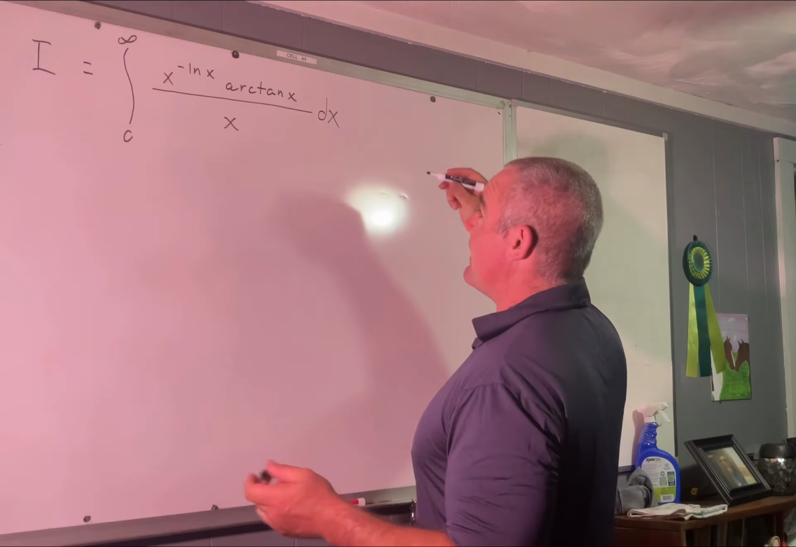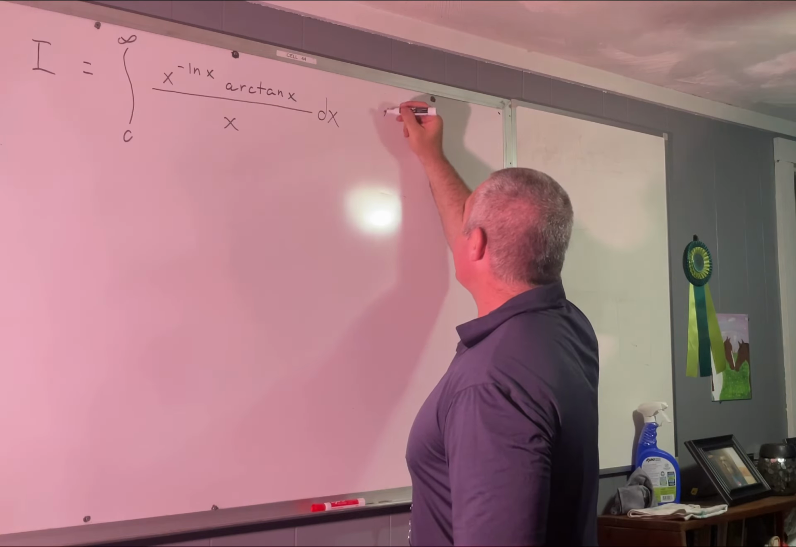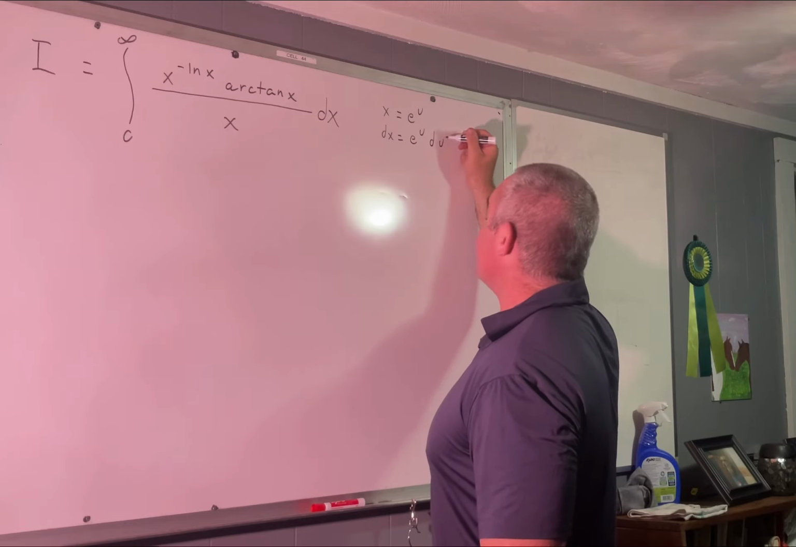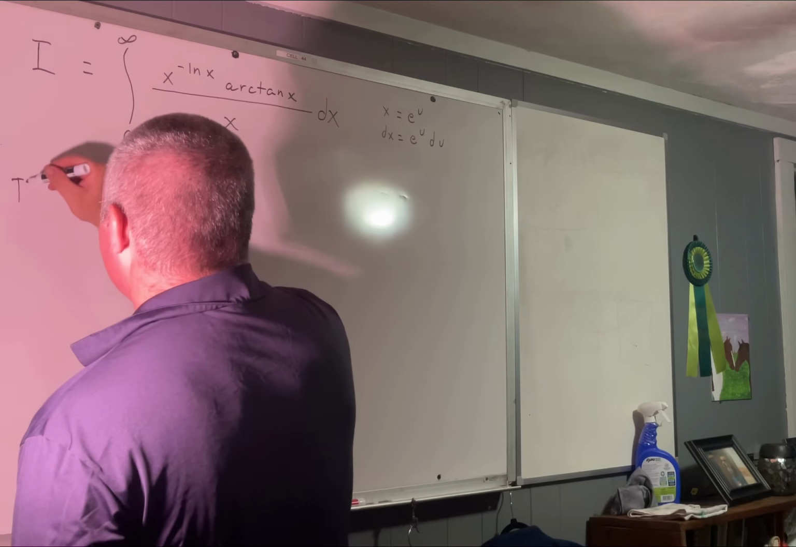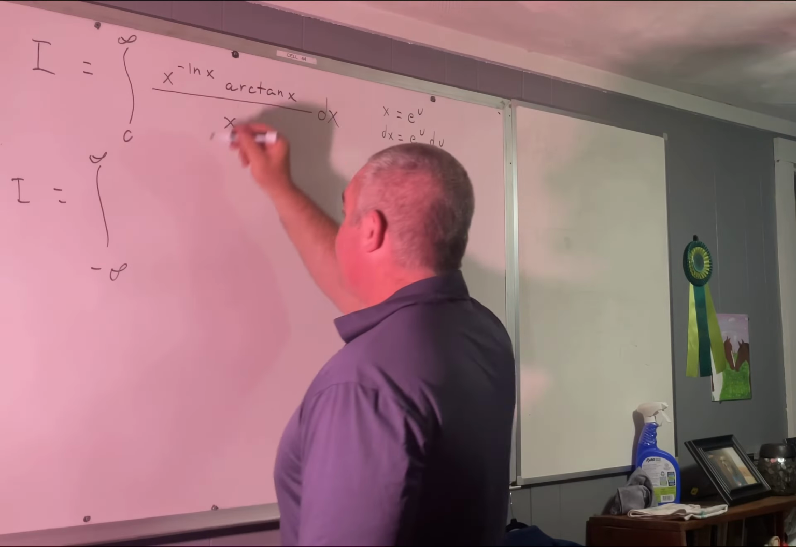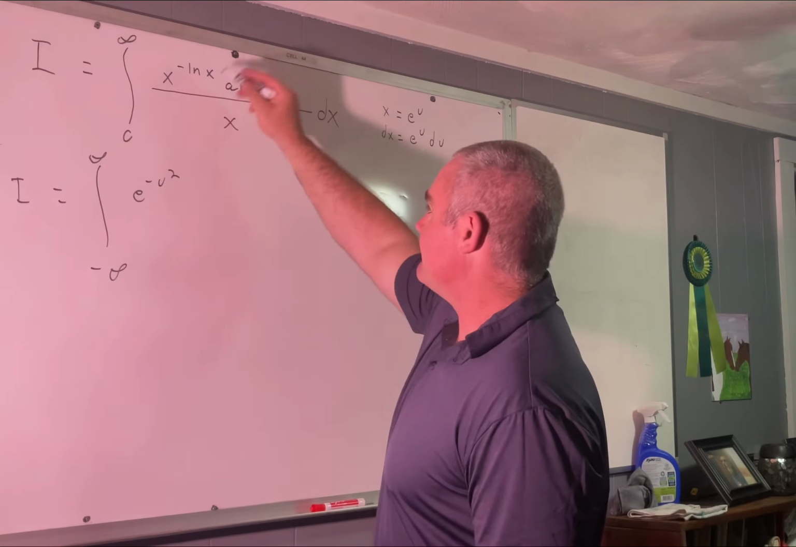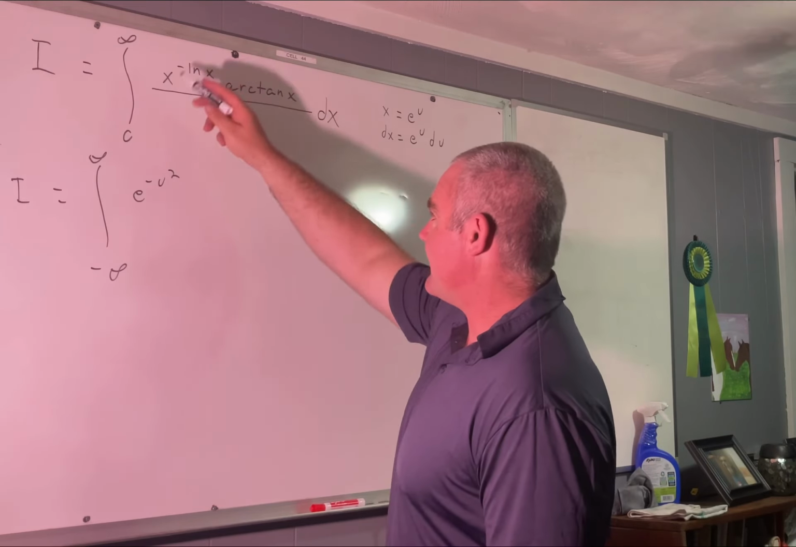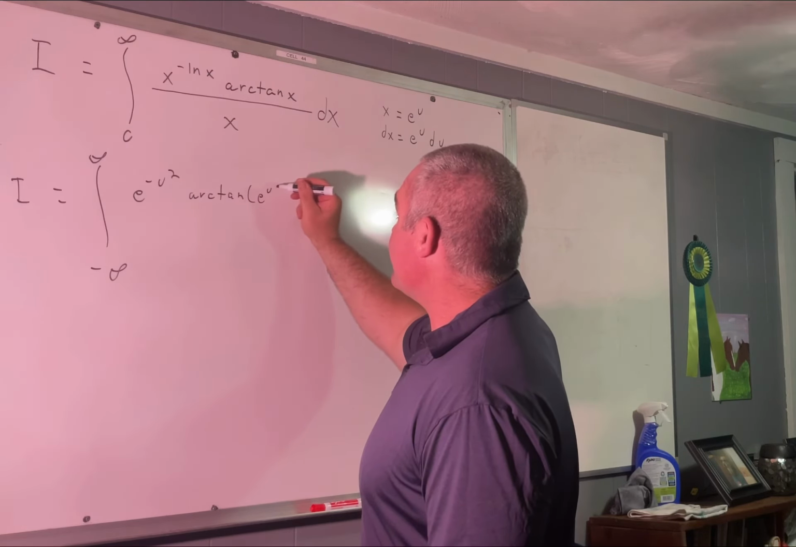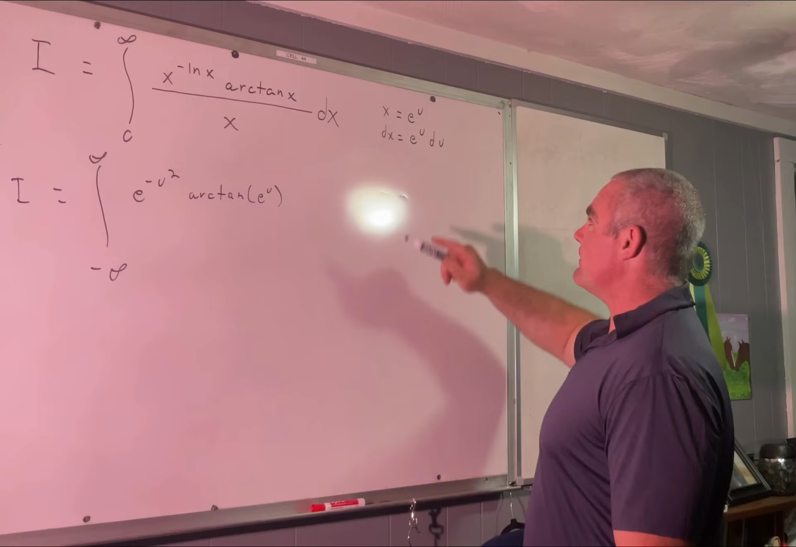So first step, that natural log x is nasty, so we're going to make the substitution that x is equal to e to the u, and therefore dx is e to the u du. Well, that's going to give us I is equal to the integral from negative infinity to infinity. This whole thing is going to become an e to the negative u squared, and I'll leave it to you to figure out why that is. You just perform the substitution. You'll see that that's e to the negative u squared. And then we'll have arctangent of e to the u, and then we'll have over e to the u, but that will cancel with this e to the u, so we'll just have du.